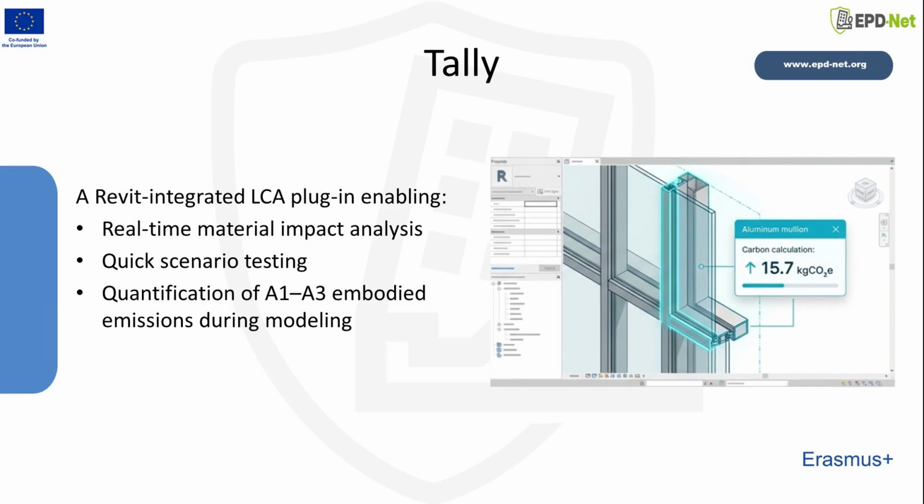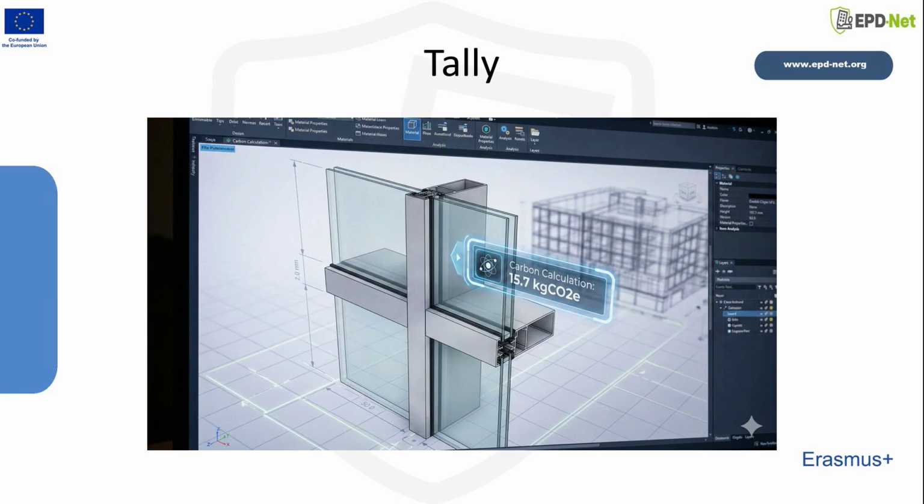Tally is a Revit-integrated LCA tool developed to allow material-level impact calculations inside BIM environments. By linking each Revit object to environmental datasets during modeling, Tally quantifies embodied carbon, global warming potential, and other impact categories in real time. This supports rapid comparison of design alternatives, for example, substituting insulation materials, altering structural systems, or adjusting facade assemblies. Tally's advantage lies in its seamless integration, enabling designers to make informed environmental decisions without exporting their models to third-party tools.